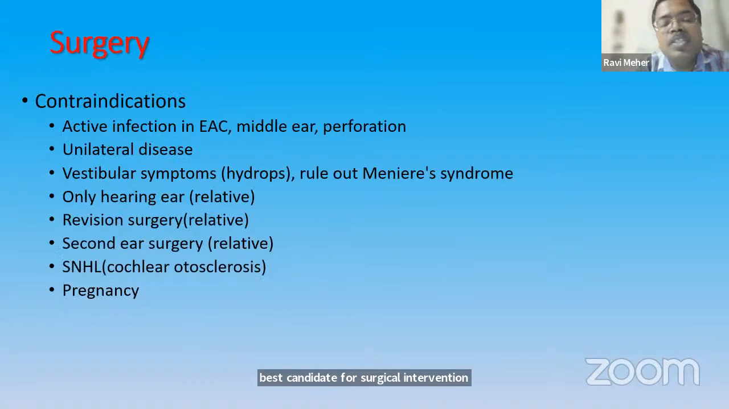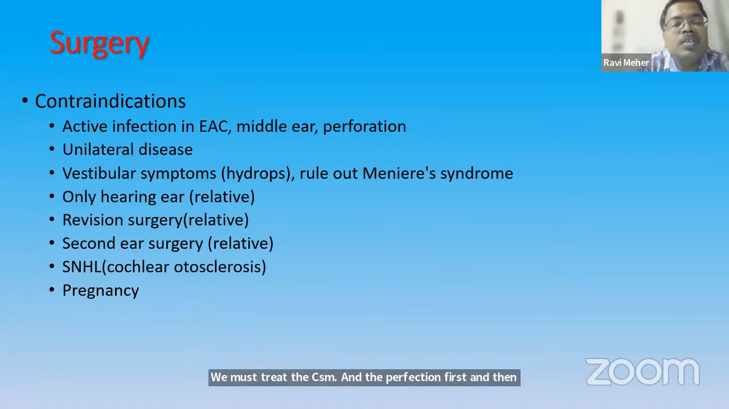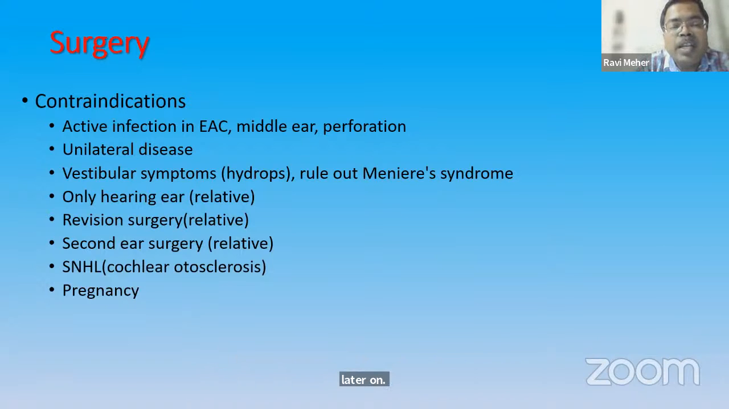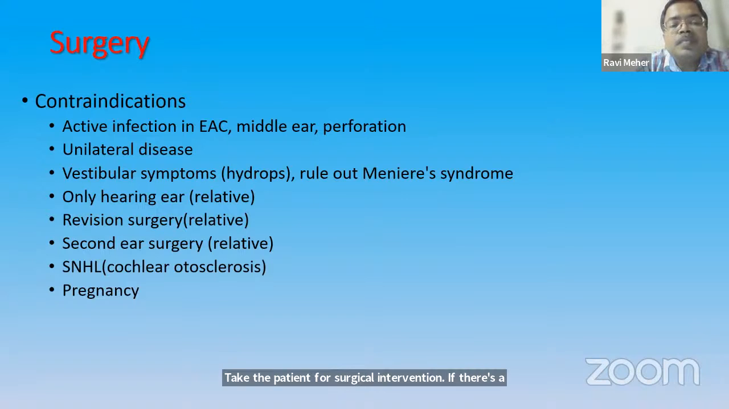What are the contraindications? There are lots of contraindications given in your books, but active infection in the external auditory canal, if there's a CSOM or there's a perforation, is a contraindication. We must treat the CSOM and the perforation first, and then later take the patient for surgical intervention. If there's a unilateral disease, there are surgeons who will actually operate on unilateral disease, but it must be operated by an experienced stapes surgeon.